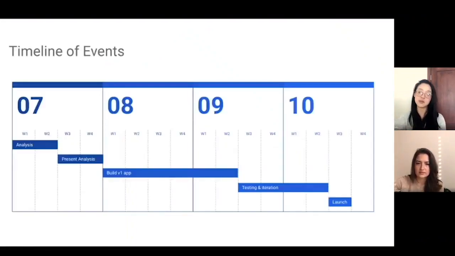So here's what a timeline of events could look like. The first 2 weeks for analysis, and then we're presenting the analysis now, and then a good chunk of time where you can build the app. And during the testing and iteration, this is where we want to focus on the 7th graders, get their feedback. And then finally, we can launch and open it up to all other grades. So that's how we can build V1 or version 1 of the app.